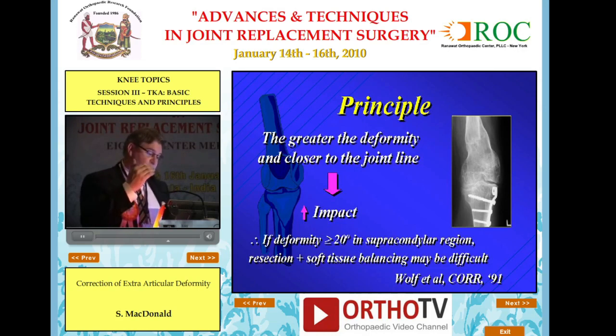The principle being that the greater the deformity and closer to the joint line, of course, that's going to have an increased impact and make it even more complicated for you at the time of surgery. If the deformity is greater than 20 degrees and it's right in the supracondylar region, those are the ones, and they're not that uncommon, where resection and soft tissue balancing may be more difficult. But again, you map it out, you map out your lines, and that'll guide you.